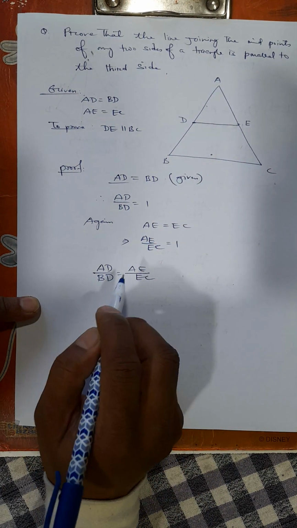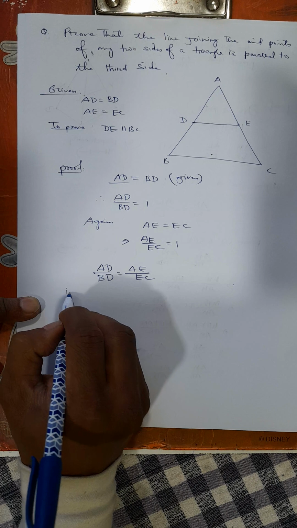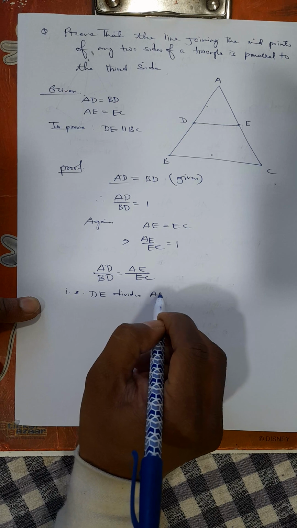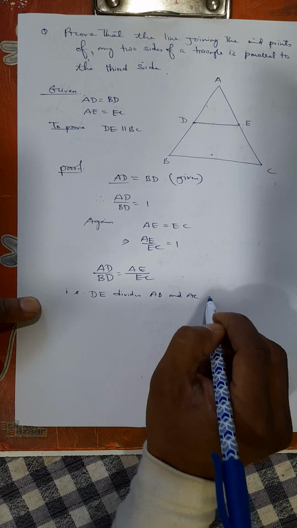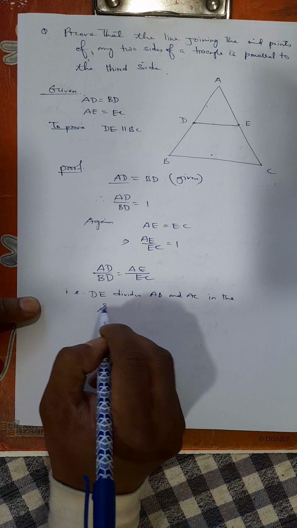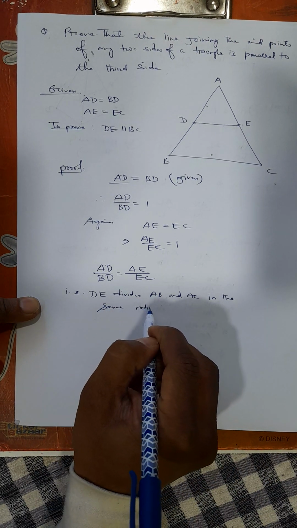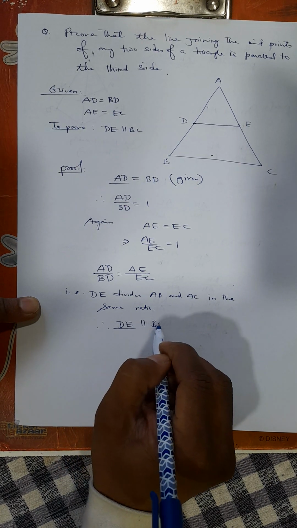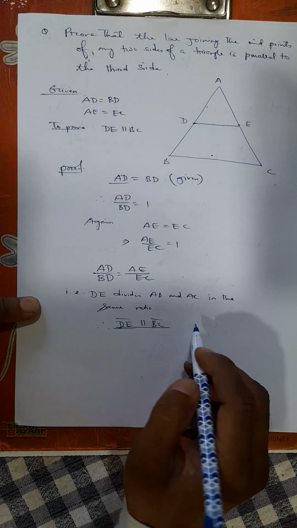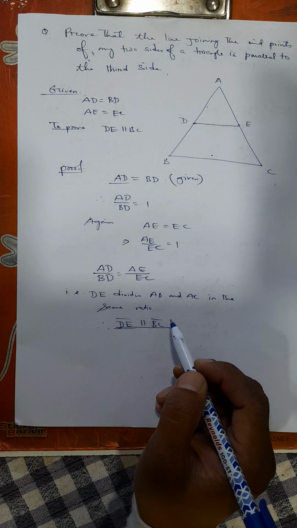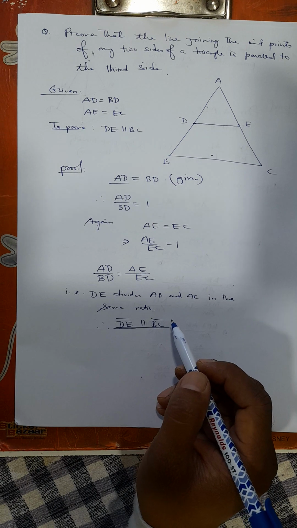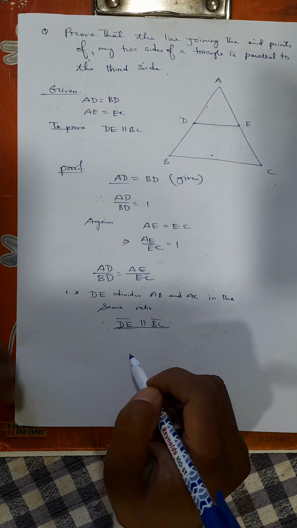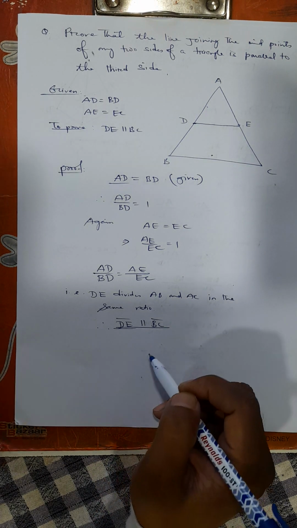That means DE divides AB and AC in the same ratio, right? Therefore DE is parallel to BC, by using the converse of the proportionality theorem. If a line divides any two sides of a triangle in the same ratio, it is parallel to the third side. So DE is parallel to BC.